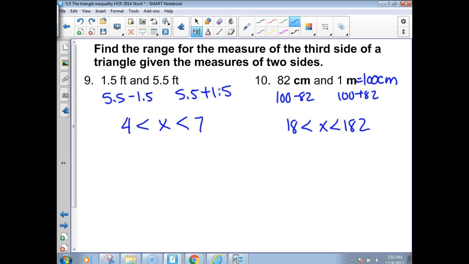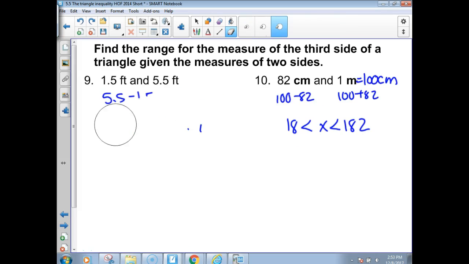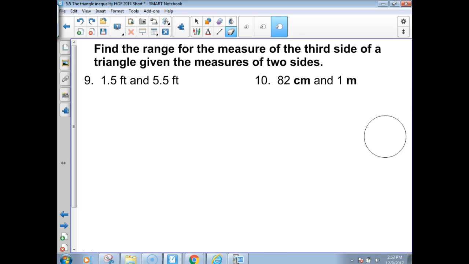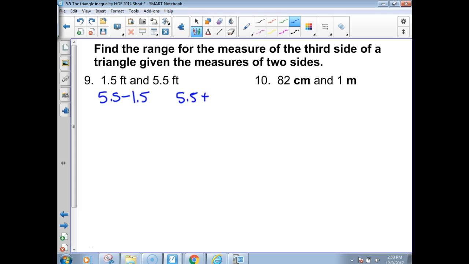Okay, 9, oops, I must have forgotten to erase here. 9, the range again is adding, and then I'm going to do 5.5 minus 1.5 and 5.5 plus 1.5, so that would be between 4 and what? 7, okay. And notice this one, 1 meter.